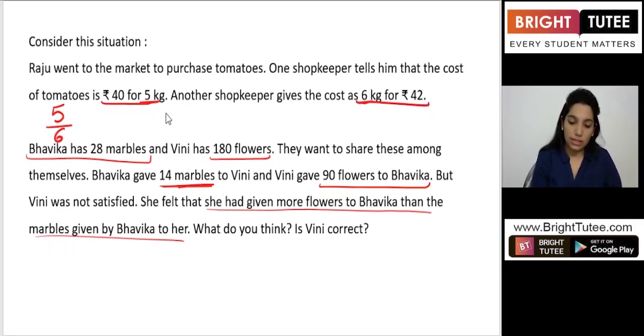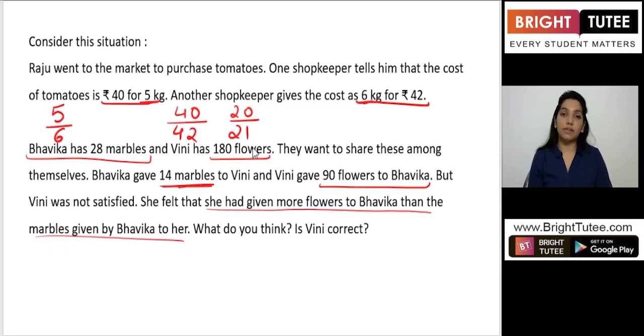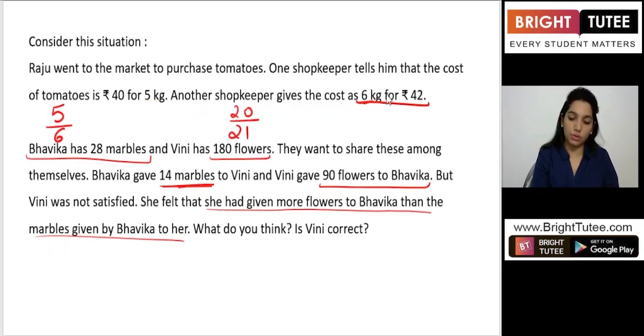Now let us compare the price. So it is 40 over 42. We can simplify this. It is 20 over 21, right? Now we cannot simplify it further. So what do we do in such a case? Do you remember how we can compare two ratios? We can compare the two ratios by doing cross multiplication also.